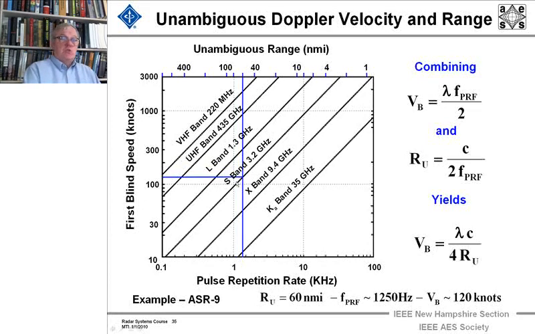So this will constrain the PRFs we choose in our waveforms, the ranges at which we measure targets unambiguously, and also the frequencies we build the radar at. Because we can be frequency bound.